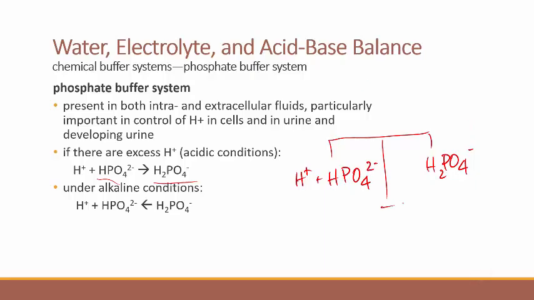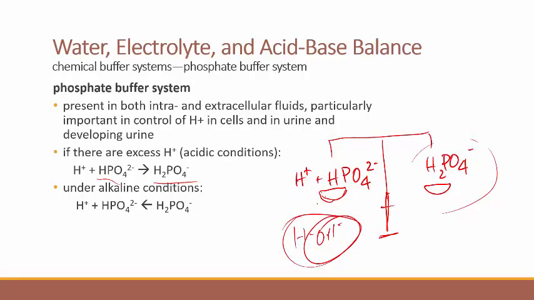So that if things get too basic, then we use HPO4. We can rip off that hydrogen, and we can react it with whatever it is that's causing the base, and we convert our strong base into a weak base in the form of this monohydrogen phosphate. If things get too acidic, then we look around for monohydrogen phosphate. We react it with the hydrogen ions that are running around and make more H2PO4, and ta-da, problem resolved. So it's the exact same idea.